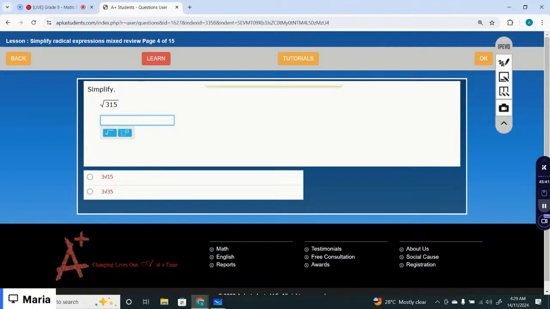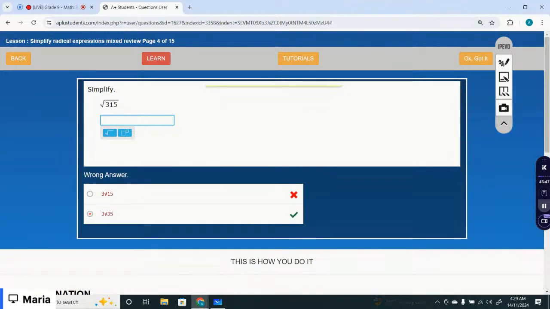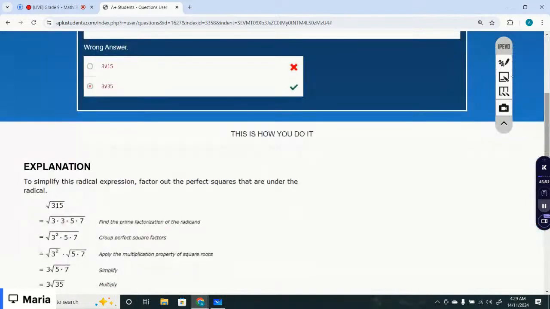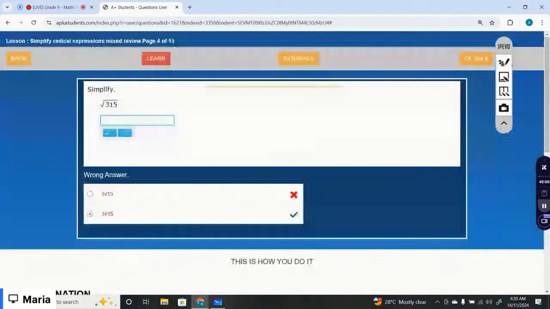So the correct option is option number one. Very good. Why do you keep guessing the answers? Use your notebook and pencil and solve and then write the correct option. That is 3 times 3 is 9, 9 times 5 is 45, and 45 times 7 is 315. So that is 3 square root 15. Got it? Option number 2 is the correct option.